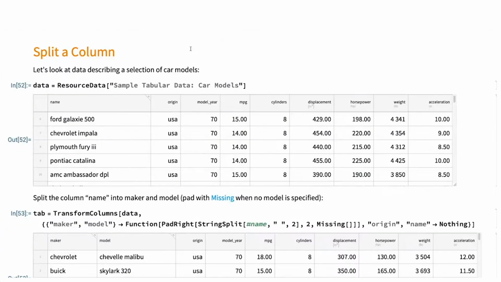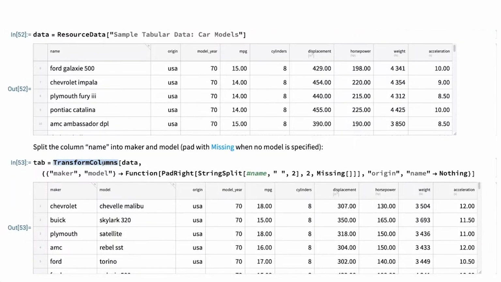Splitting columns. So sometimes the data, like here in the car models data, we in this column name have information about the car maker and also car models. And it might be nice to split this into two columns. So with transform columns, we can create the two columns on the fly by splitting the single one. We'll be padding with missing if there's no model specified. And here we're going to place this before the origin, and also when we set the name column to nothing, that means that we're going to delete this column from the data. So now we have two new columns, maker and model.